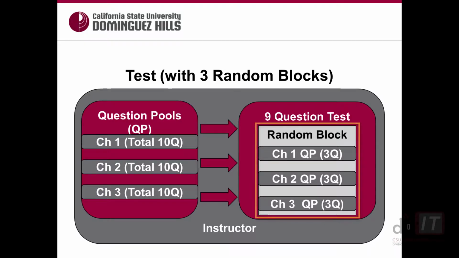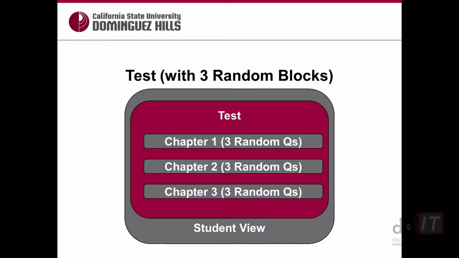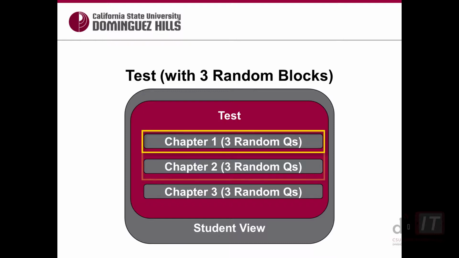So what happens is that you create a test with a random block, and then you add the pools for chapters 1 through 3 within the random block. Next, you want to tell the test to display 3 random questions from each of these pools. So out of the 10 questions in chapter 1, it's going to pull 3 questions at random, and then it's going to do the same for chapters 2 and 3. So when the student takes the test, this is what's going to be displayed. The beginning of the test will display random questions from chapter 1, and then it will move on to display questions from chapter 2, and then the test will end by displaying random questions from chapter 3.